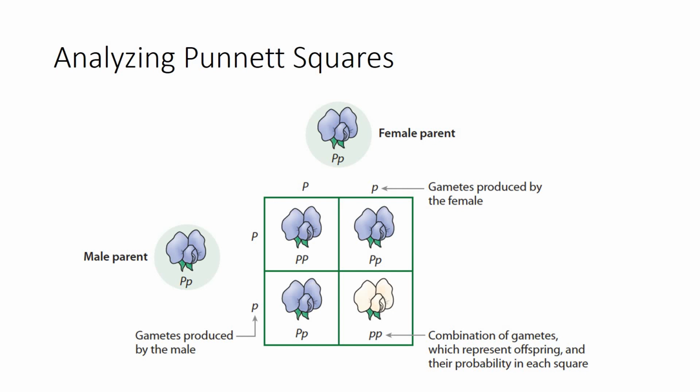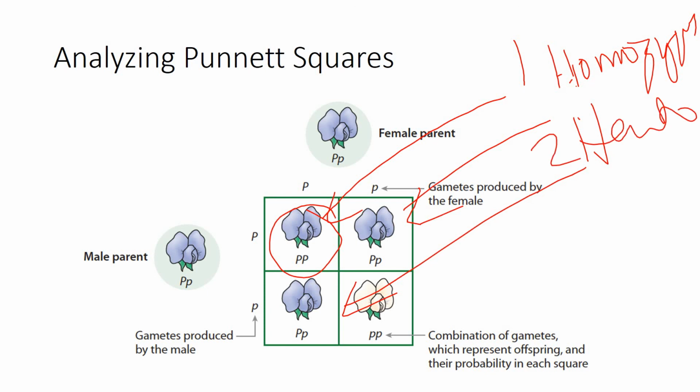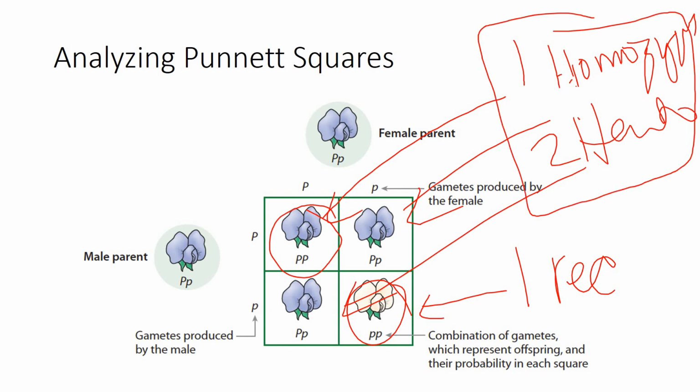Okay, so we have 1 homozygous dominant. I know it doesn't really fit in here. Sorry about that. We have 2 heterozygous. And then we have 1 recessive. So this will show up because we remember from the last lesson that if it is heterozygous or homozygous dominant, it'll show up as the dominant trait. And for the recessive trait to show up, it's going to have to be homozygous recessive.